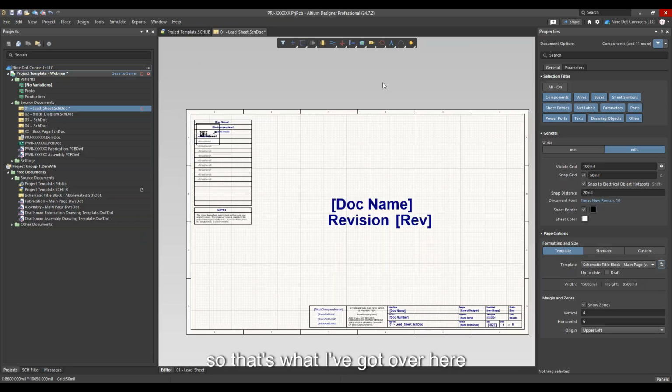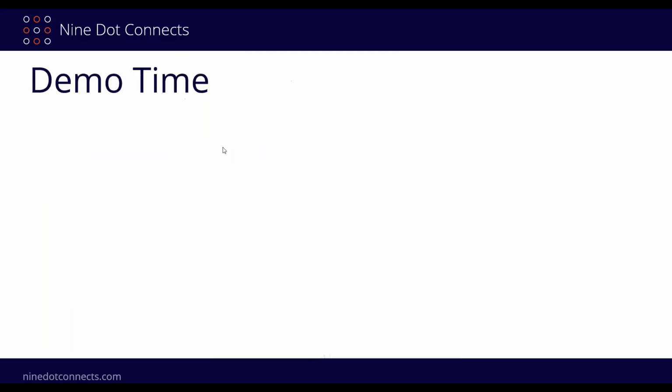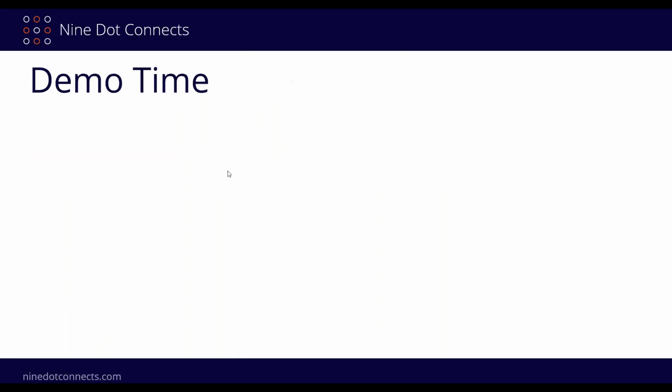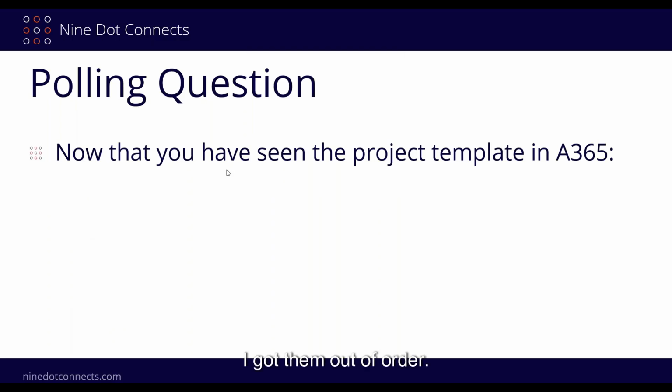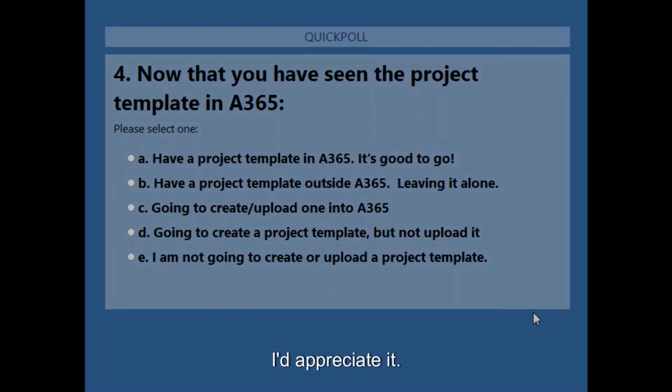Okay, so that's what I've got over here for this presentation. I'd like to go back over to my PowerPoint slides because I do have a question for you. Let's go from the current slide. And so actually I believe there's another question here, and I got them out of order. So now that you've seen the project in template A365, I'm curious, what's your next step? Are you gonna put it in 365? You already got it in 365. Now I was just looking at it. So if you can take a moment for that polling question, I'd appreciate it.